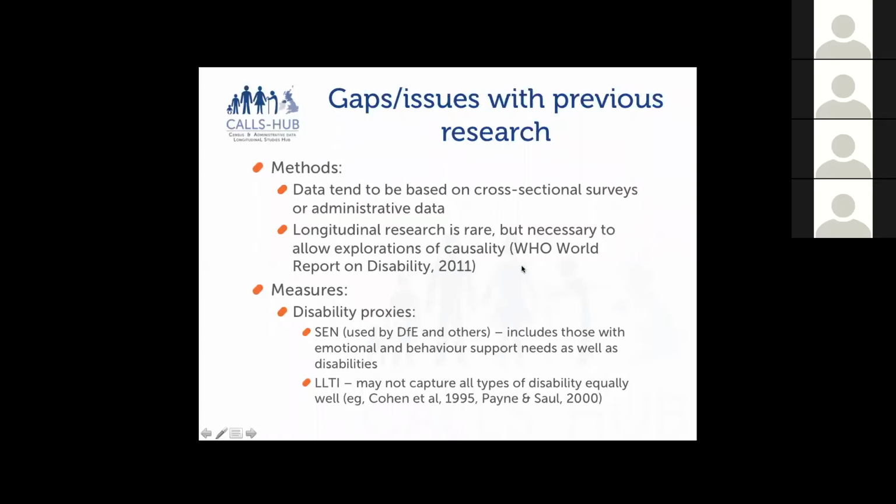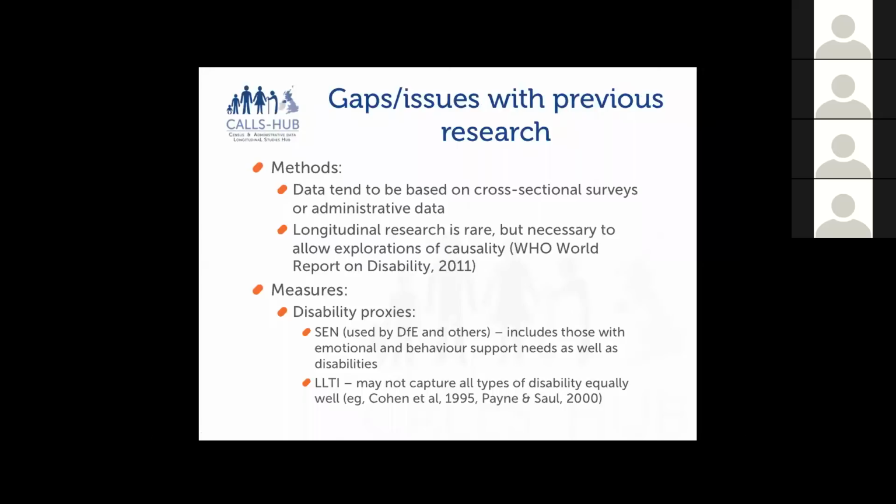So some gaps and issues with previous research. The methods in particular tend to be based on cross-sectional surveys or administrative data. And longitudinal study is extremely rare, but as the World Health Organization pointed out in their World Report on Disability, it's necessary to allow explorations of causality, even to work out whether it's disability at a younger stage in childhood or a later stage in childhood, which is important. You really can't get any sense of causality without doing longitudinal research.